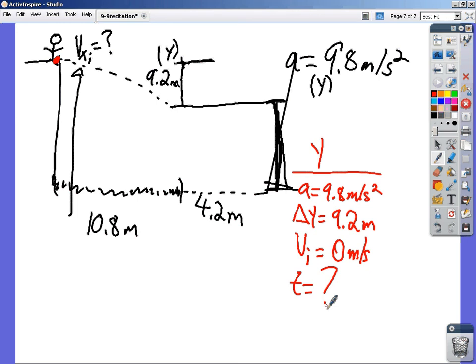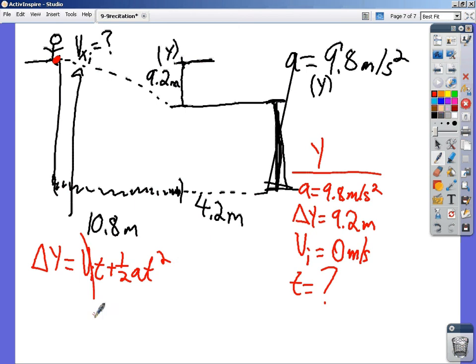2 delta y over a is what you should get when you rearrange for t here. I would multiply through by 2, then divide by a, and then take the square root of that. So we're trying to find t. Right now the problem didn't ask us to solve for t, but in order to bridge y and x, we have to solve for t. That's the only way we can go between the two axes.